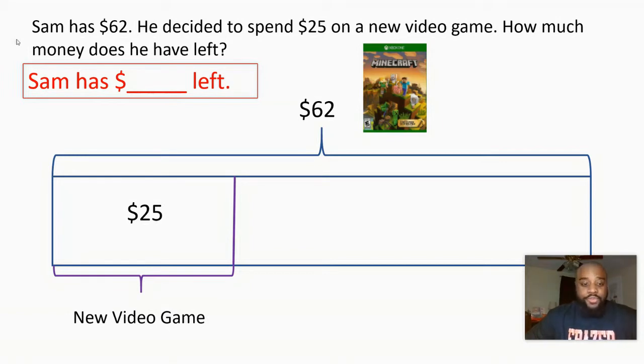Our job now is to figure out how much money Sam has left after he buys the new video game. So pause the video when I say go, and think about it for a second to see if you know how much money Sam actually saved after spending $25 on a new video game. Ready, set, go. All right, welcome back. So if you decided to subtract, you are correct. 62 minus 25 will give us the amount of money that he has left, which will be what?